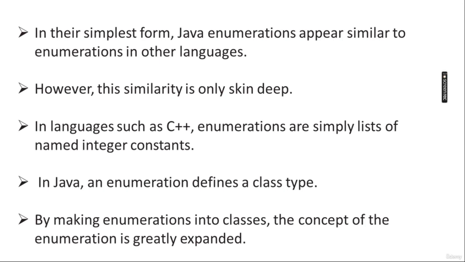But it is only a skin-deep similarity. In C++, enumerations are simply a list of named integer constants. In Java, an enumeration defines a class type. So we can have class constants also, not just integer constants and other types of constants. By making enumerations into classes, the concept of the enumeration is greatly expanded.